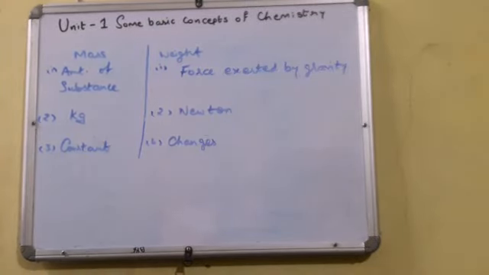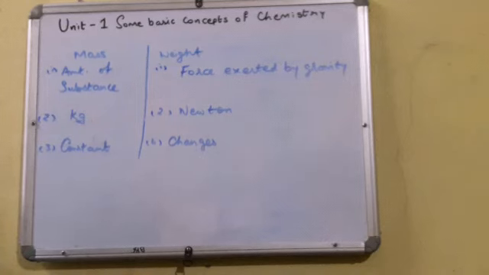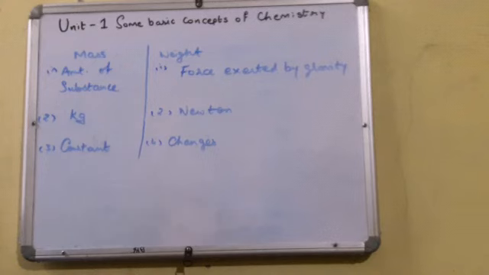Now students, see the difference between mass and weight. What is mass? Mass is the amount of matter present in any substance. And what is weight? The force exerted by gravity on any object is known as its weight. The SI unit of mass is kilogram and the SI unit of weight is the same as the SI unit of force, that is Newton. Mass remains constant in every part of the universe, but weight changes according to gravity. Understood?